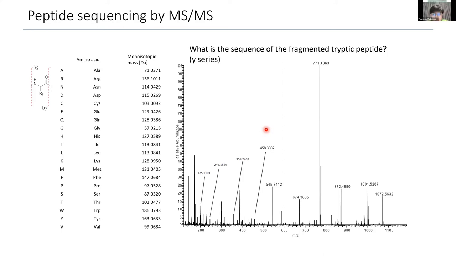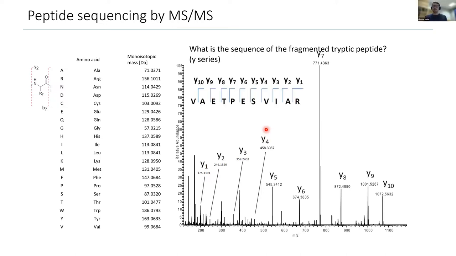I think it's proline. Where do you see it? Proline is 97. 771 minus 674 is about 97. I think it's proline. Mm-hmm. We can check, and indeed there was proline in this position.